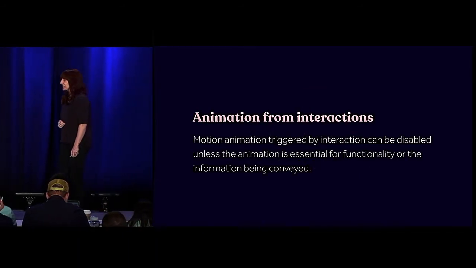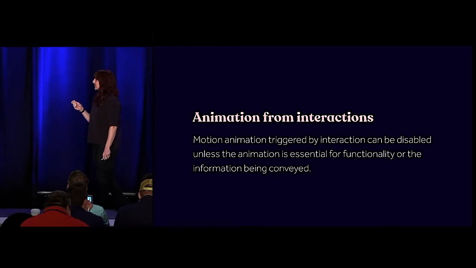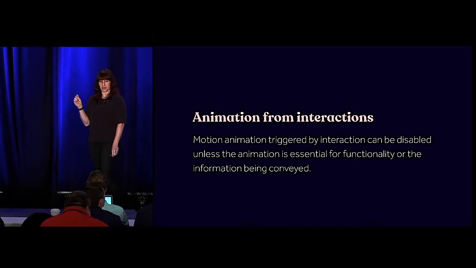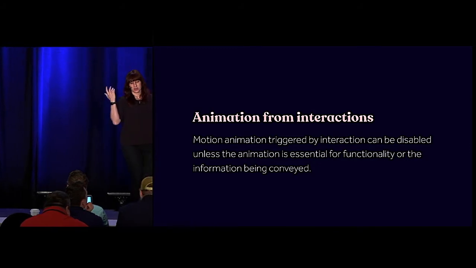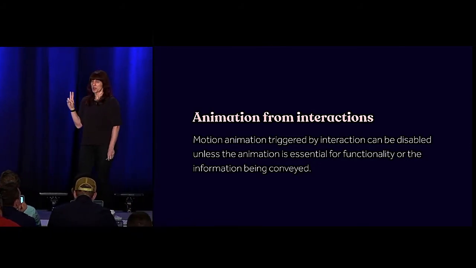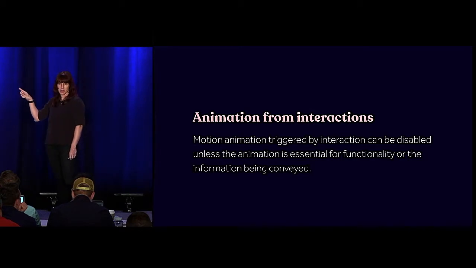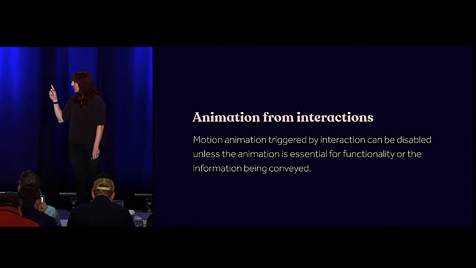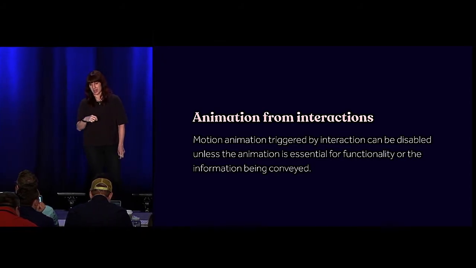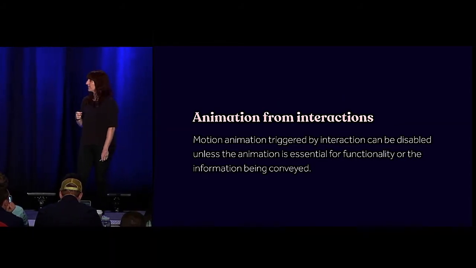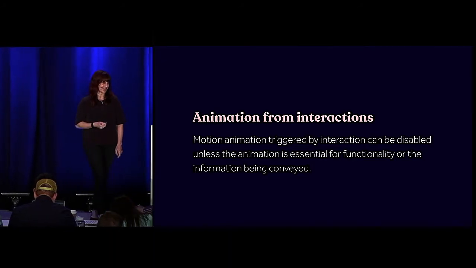So animation from interaction actually has a bit of a confusing description. It's like, okay, motion animation triggered by interaction can be disabled. You can also read it. But they talk about two things in this definition that are very interesting. Motion animation, which you're like, wait, aren't those the same things? Are you repeating yourself? Do you have an editor? And then that last part where they say, unless it's essential for the functionality of the information being conveyed. So you're like, oh, interesting. So it's more nuanced than just "shut it down," which is how sometimes this particular guideline gets interpreted.